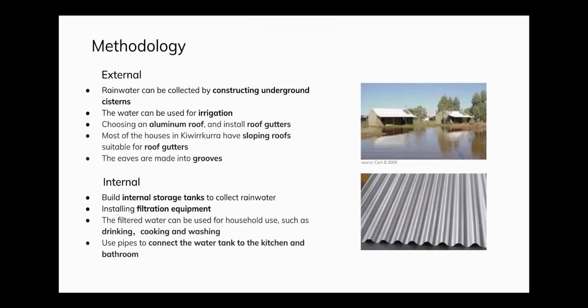My design scheme is divided into external and internal renovation. Firstly, the external renovation is to build the underground reservoir and install the roof gutter. Most of the roofs in the Kaviokura community are sloped, which is suitable for installing the roof gutter. The internal renovation is to install water tanks and a filtration system so that filtered rainwater can be used for household use.